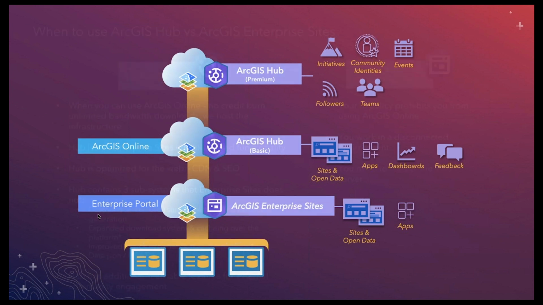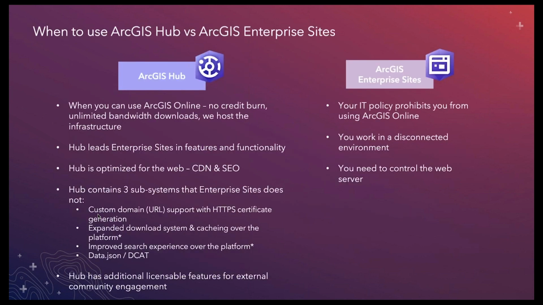People often ask when to use ArcGIS Hub versus enterprise sites. As you can tell by the bullets on the left, ArcGIS Hub offers many more features and many more capabilities. So in general, if you have access to ArcGIS Online at your organization, we recommend using ArcGIS Hub. There's no credit burn, unlimited downloads for providing data. We host the infrastructure on Amazon Web Services.